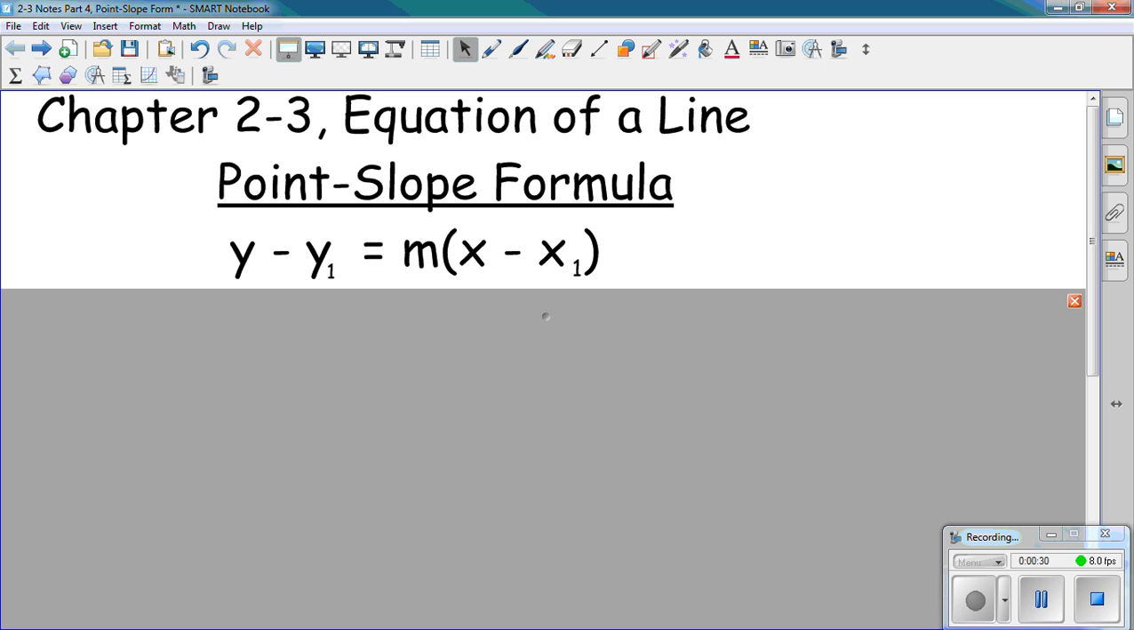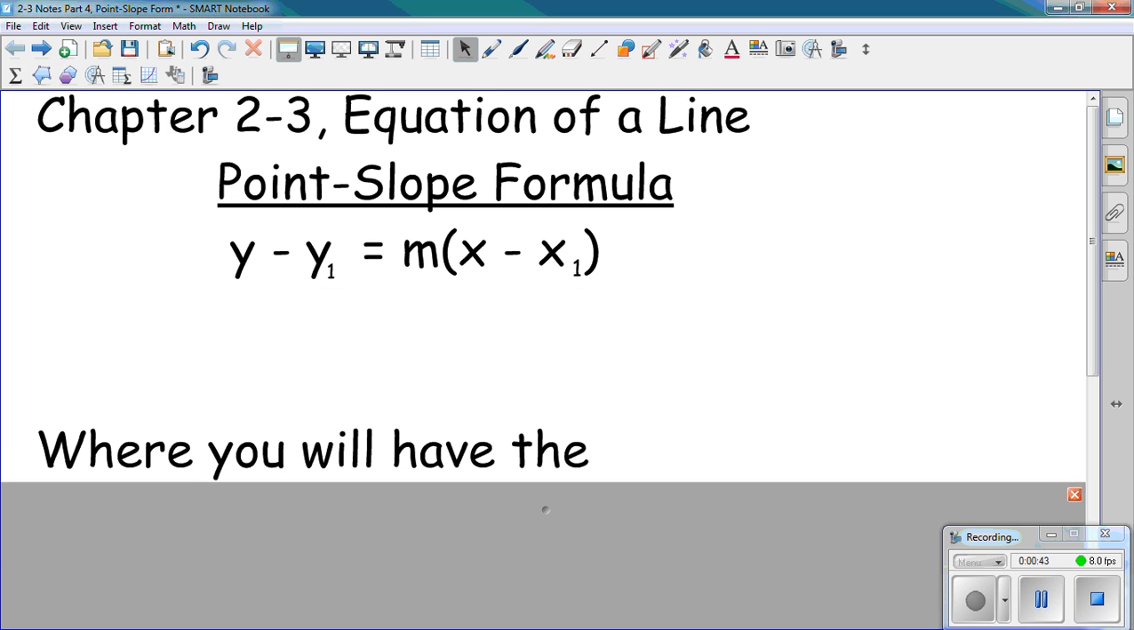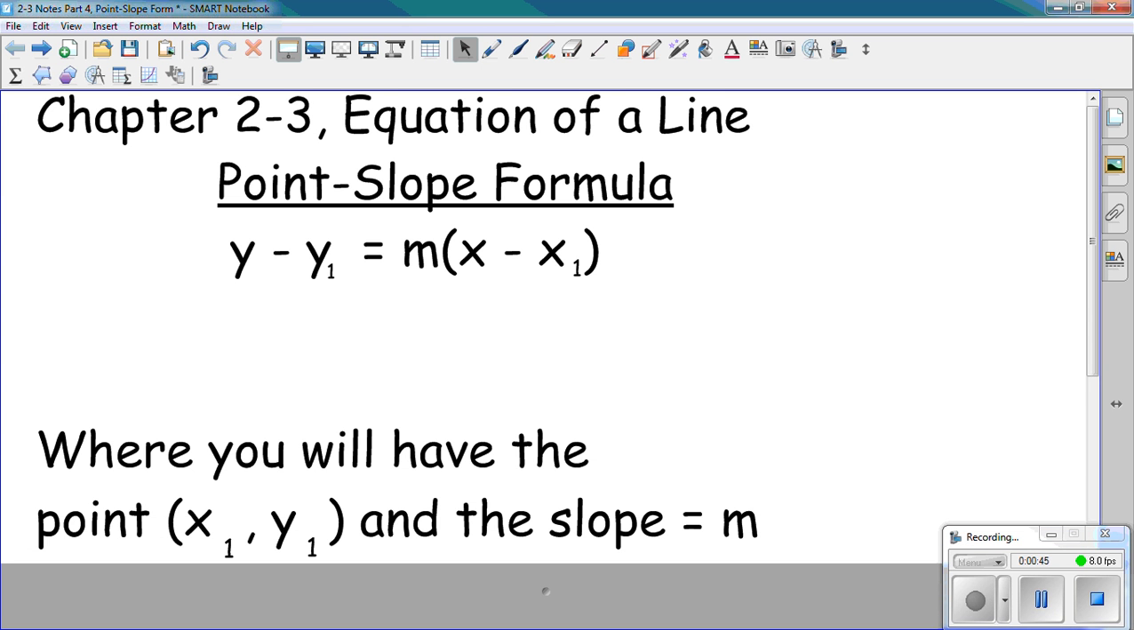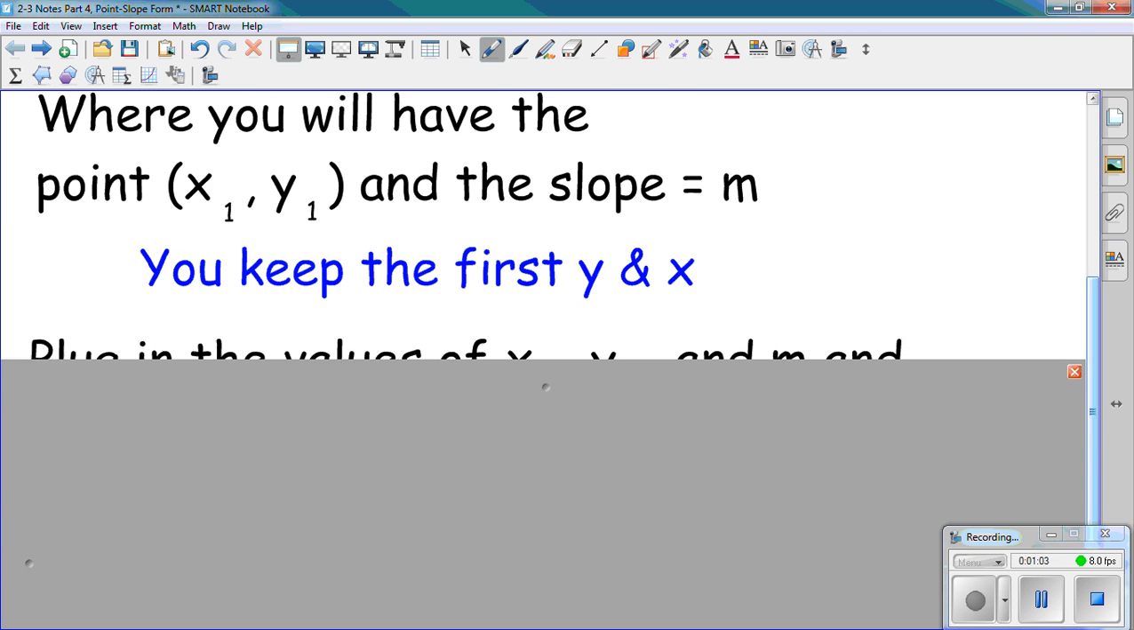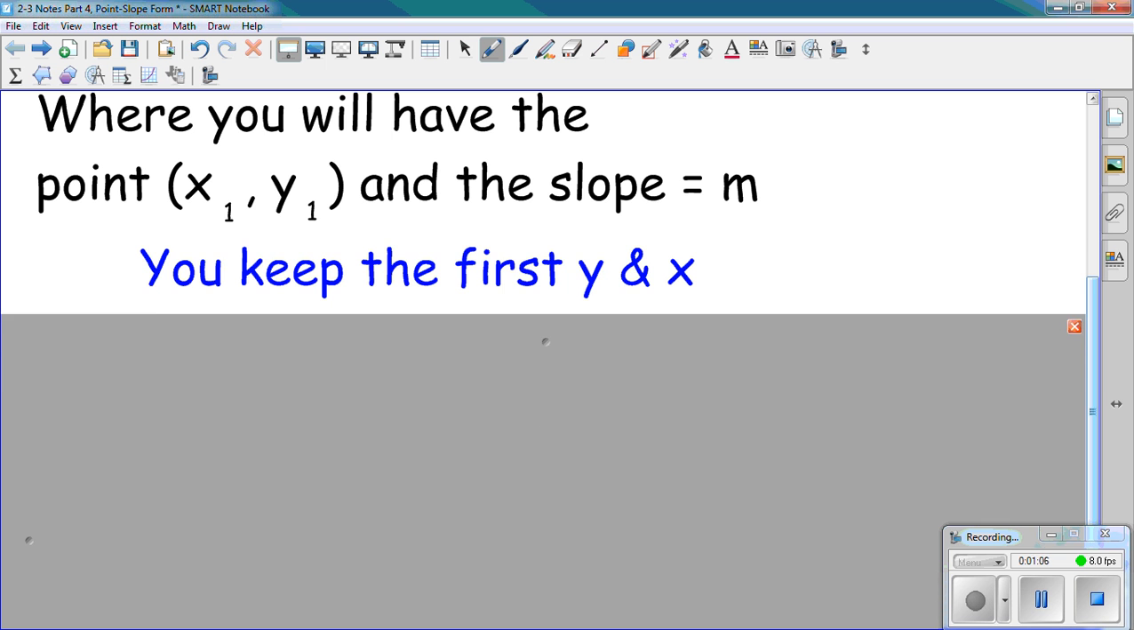Point-slope formula looks like this: y minus y1 equals m times x minus x1. We can use this formula to find the equation of a line and put it into slope-intercept form. The biggest thing you need to remember is that in order to get the equation of a line, you need to plug in a value for y1, x1, and m. Then you're going to have to solve the equation for y. You keep the first y and x.